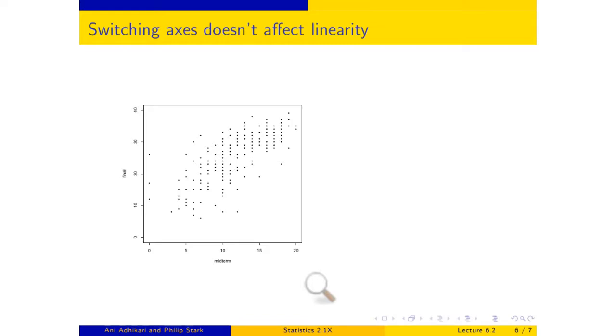And you can see that this correlation surely would have been positive. The scatter diagram is sloping up. Now, the choice here was to draw midterm on the horizontal axis and final on the vertical.